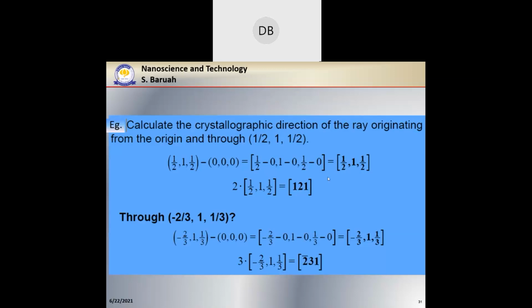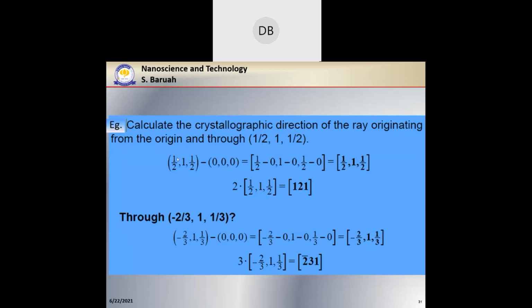So let's look at this small problem now, a numerical. Calculate the crystallographic direction of the ray. Suppose the ray is coming out, originating from the origin, that means the point 0, 0, 0, and passing through half, 1, and half. Okay, so we need to find out the direction. I mean, we need to give some number to this direction where the source is coming out from 0, 0, 0, and it is passing through half, 1, and half.